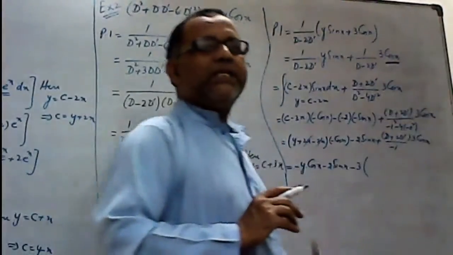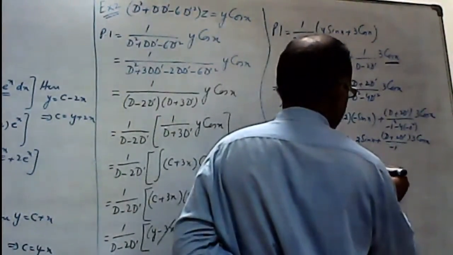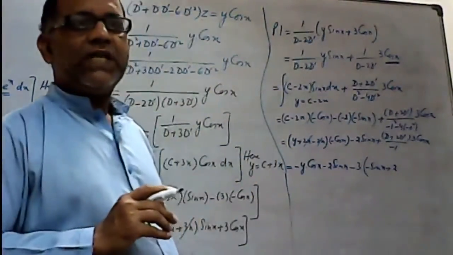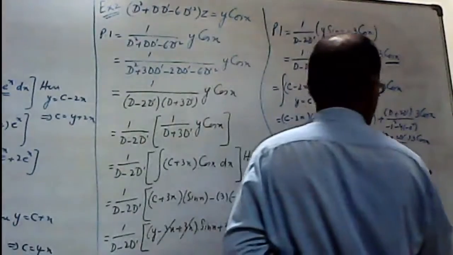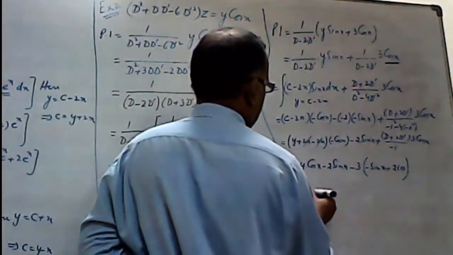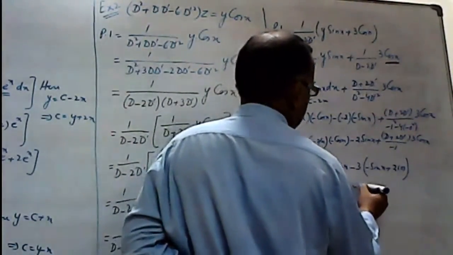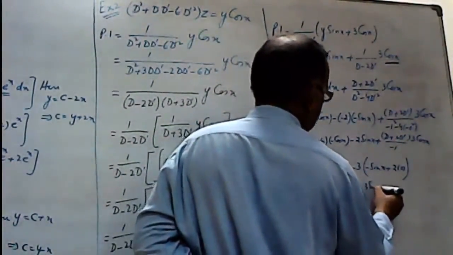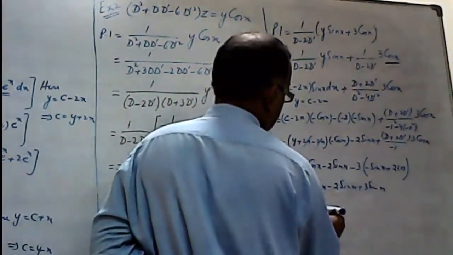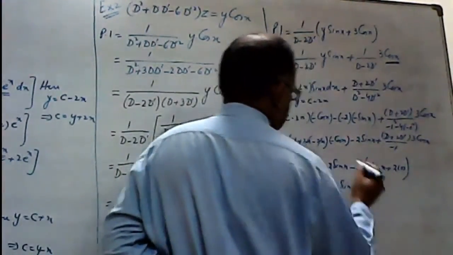D of cos x means the derivative of cos x with respect to x, so minus sin x, plus 2 times the derivative of cos x with respect to y, which is 0. So now we have minus y cos x minus 2 sin x plus 3 sin x. So the final answer will be minus y cos x plus sin x.